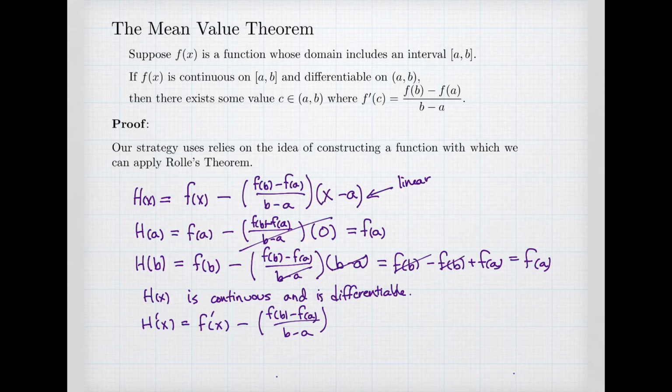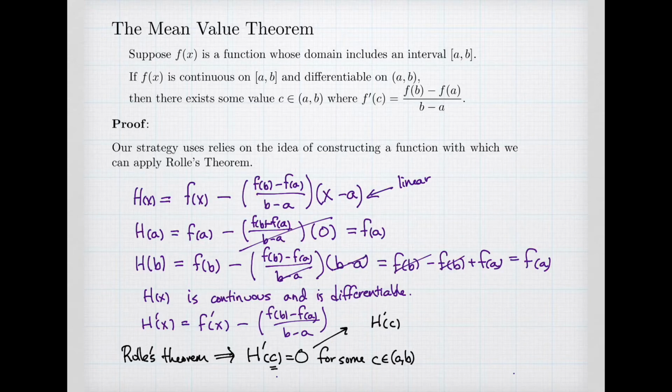So Rolle's theorem guarantees that h prime at some point equals 0 for some c. So when I put this c into my formula, h prime of c equals f prime of c minus the slope, the average rate of change. That has to equal 0. And the only way that's equal to 0 is if f prime of c equals this average rate of change. And that's the conclusion of the mean value theorem.